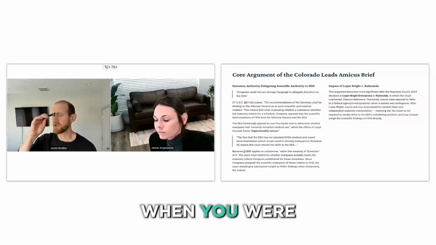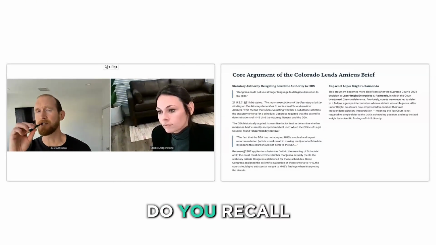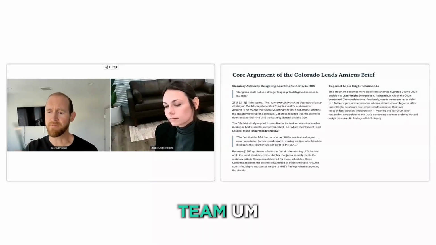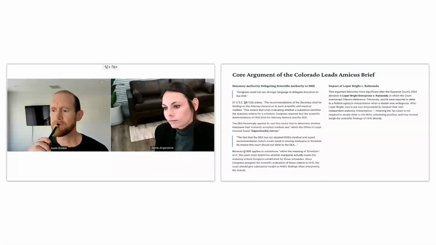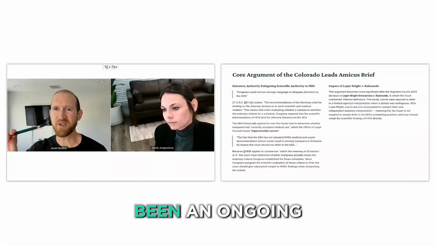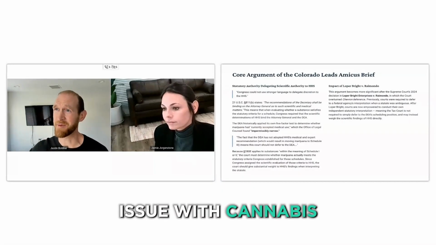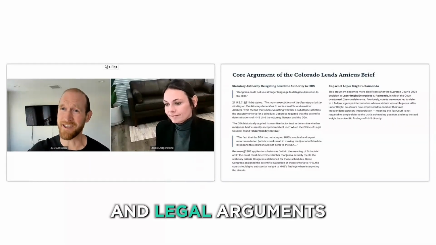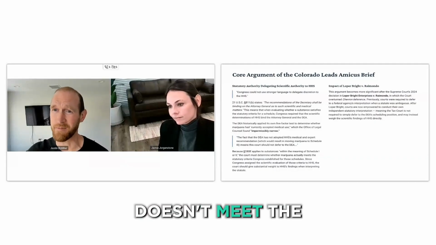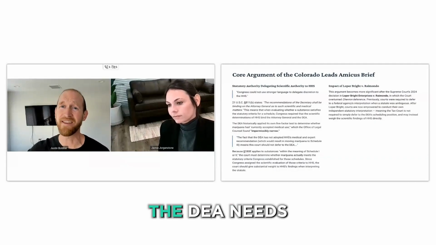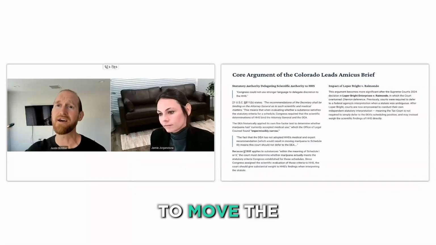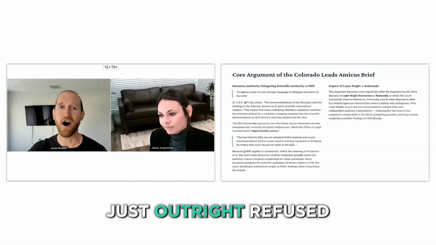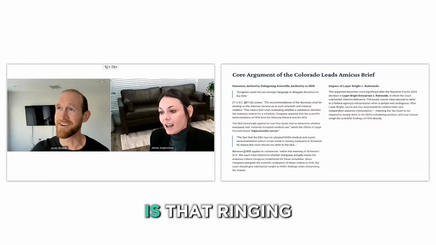When you were going over this, do you recall, it seemed like you pointed it out to me too, that Jennifer and team pointed out multiple times that this has been an ongoing issue with cannabis. There have been multiple lawsuits and legal arguments saying that cannabis doesn't meet the criteria of a Schedule I substance, and the DEA needs to move it from a Schedule I substance, and they have just outright refused. Is that ringing a bell?